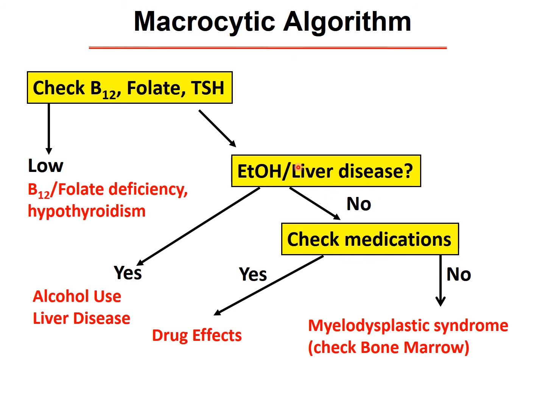If you don't see any problem, you have to go for checking the medication, because some drugs, for example methotrexate, are going to alter the folate; the folate absorption is going to be inhibited. Or, back to the bone marrow, possibly it is a myelodysplastic syndrome that we have.